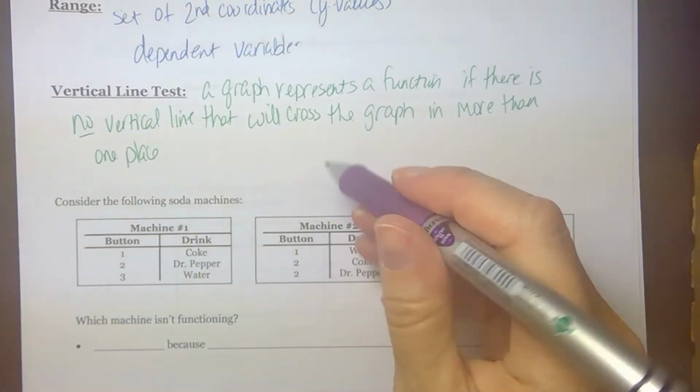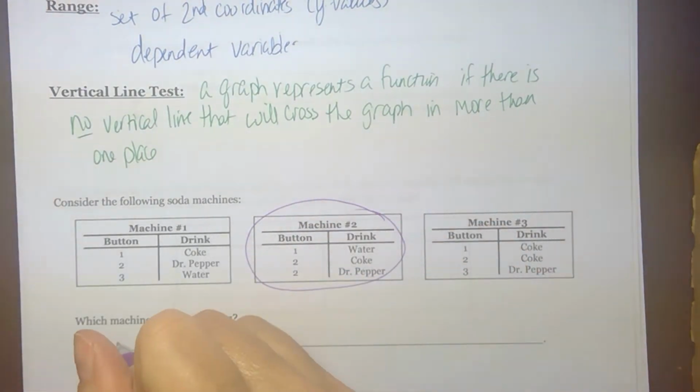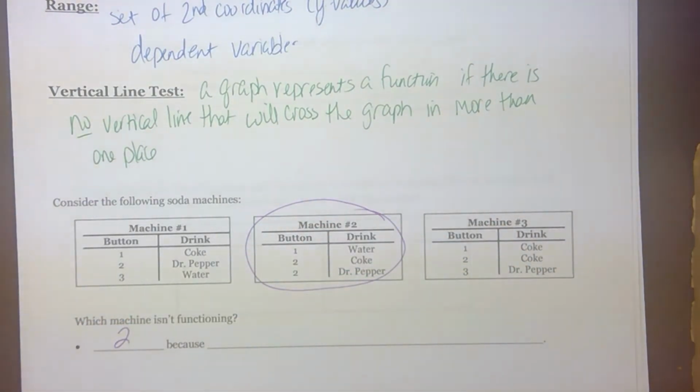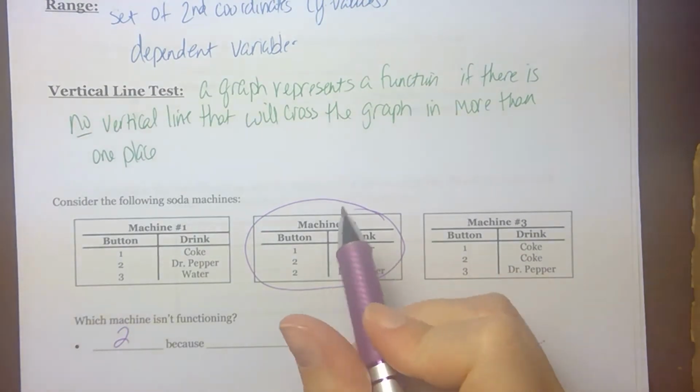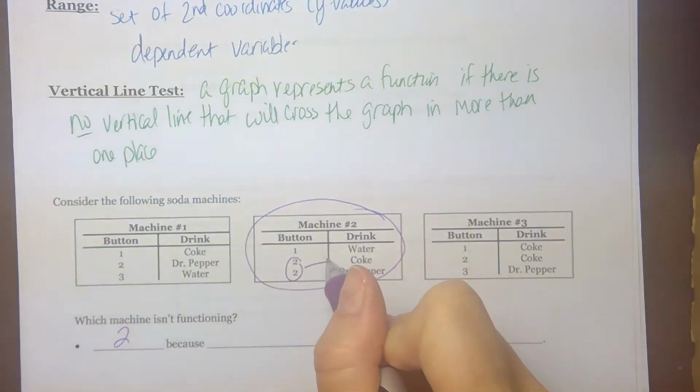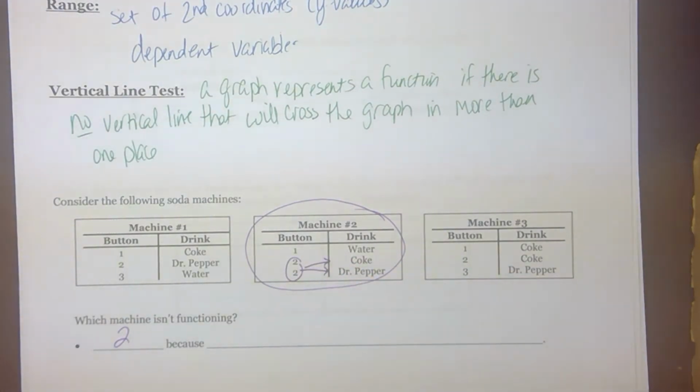Well, hopefully you recognize that machine 2 is the one that isn't functioning correctly. Because if I push button number 2, I might get a Coke and I might get a Dr Pepper. I don't really like Coke. I like Dr Pepper.